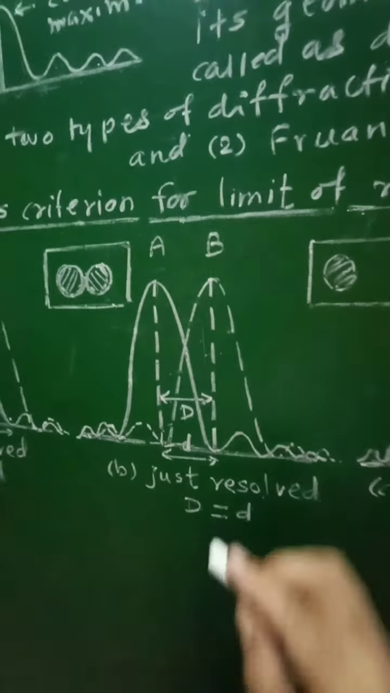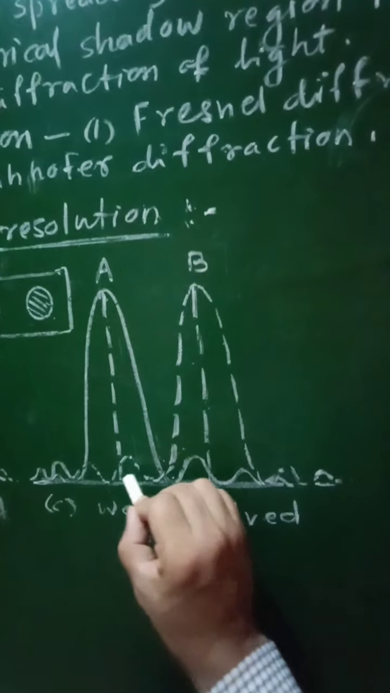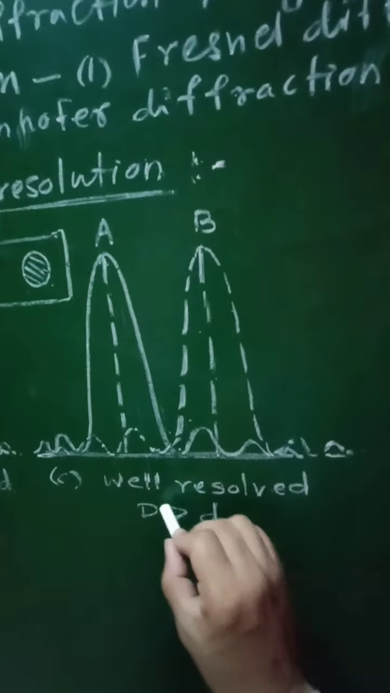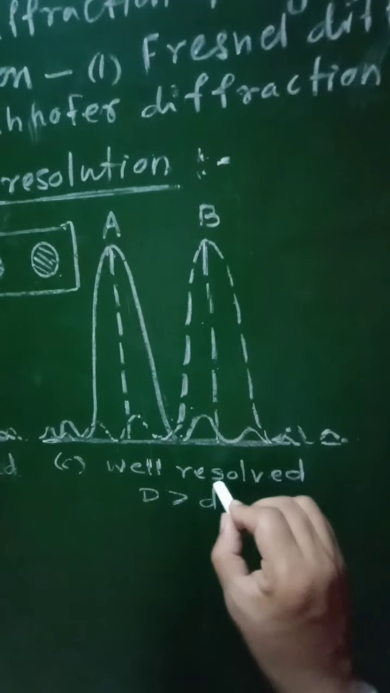When the objects are just resolved, the depression between the diffraction patterns of A and B is slightly noticeable, and therefore these two objects are just resolved. In the third case, the distance between the central maxima of the two diffraction patterns is large as compared with the distance between the central maximum and its first secondary minimum, that is, D is greater than d, and therefore these two objects A and B will be well resolved.